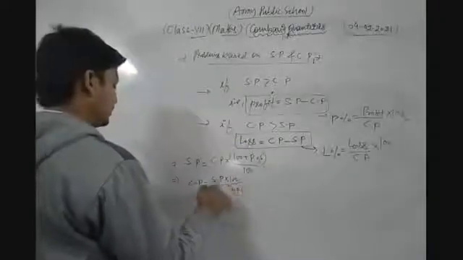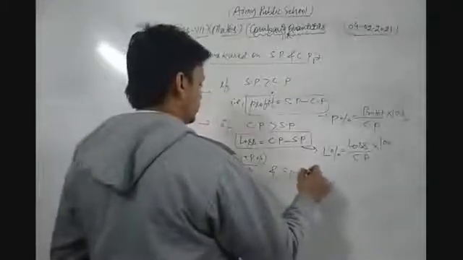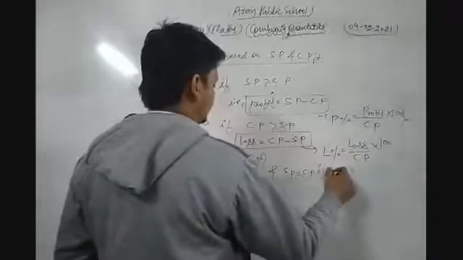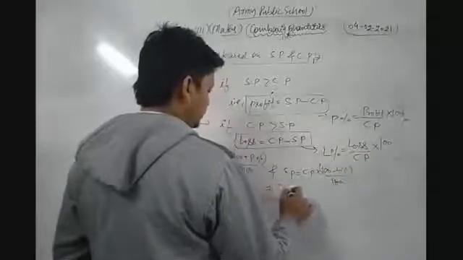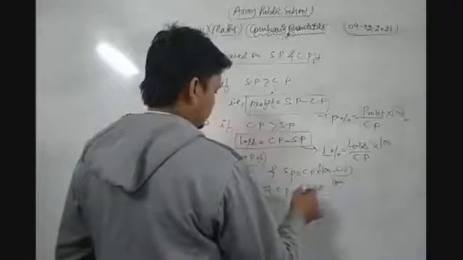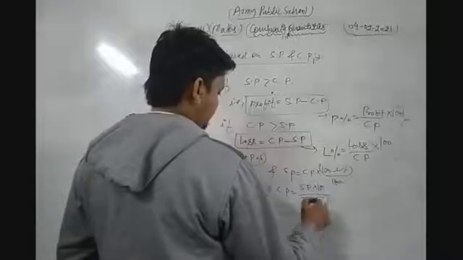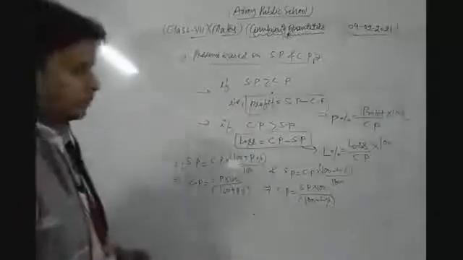Okay, this is one formula. And another one is what? Selling price is equal to cost price into 100 minus loss percent upon 100, and from there the formula for cost price is what? Selling price into 100 upon 100 minus loss percent. Thus there are two important formulas related to that topic also.